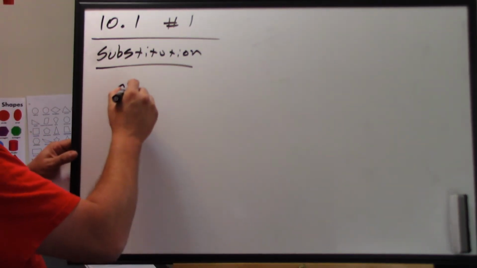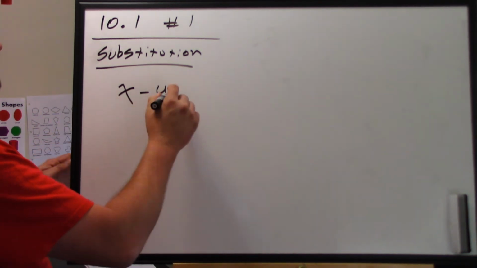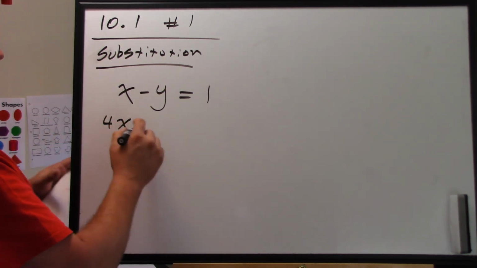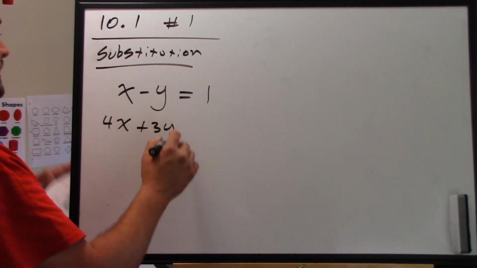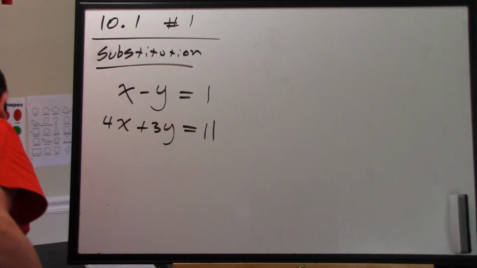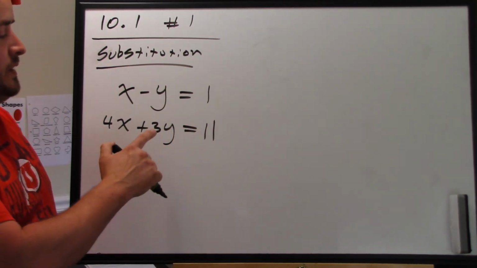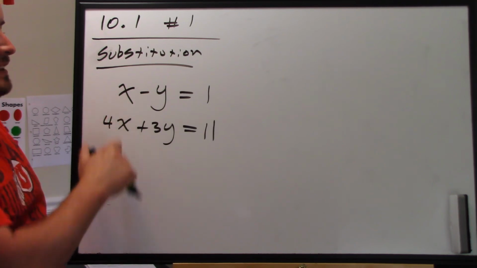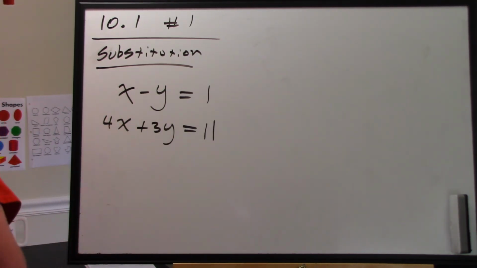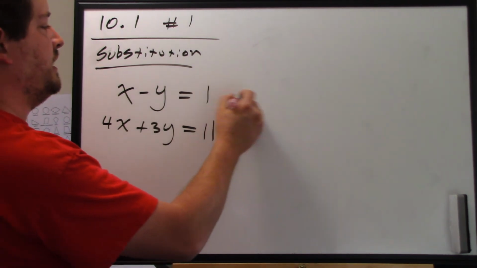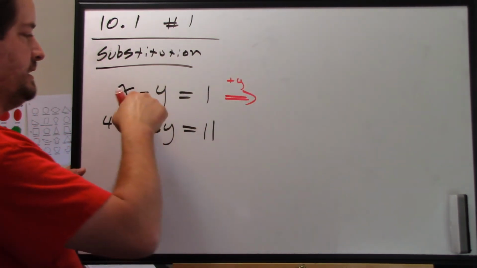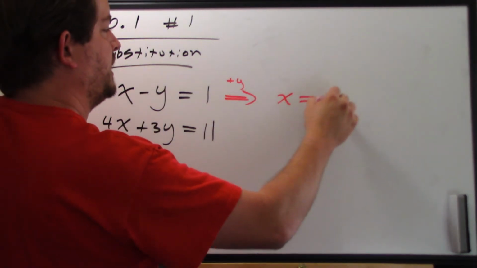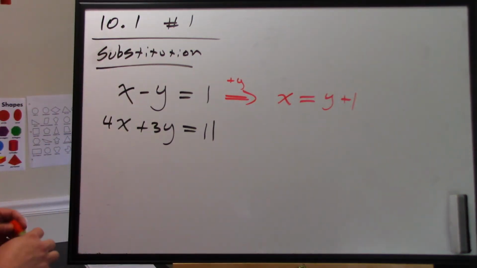This is the system x minus y equals 1 and 4x plus 3y equals 11. Now, substitution is kind of designed when it's easy to solve for one of these variables. This x is super easy to figure out. In fact, all I'd have to do is add a y to the other side. So if I add y to both sides, that just leaves me with x on the left, and then y plus 1 on the right. Right? I think we can all see that.